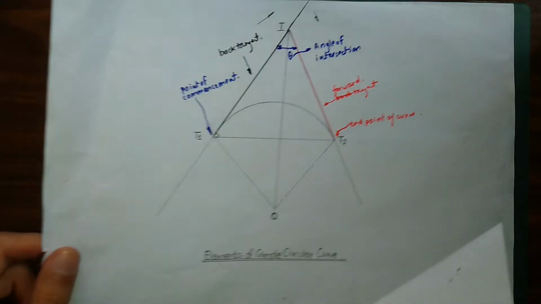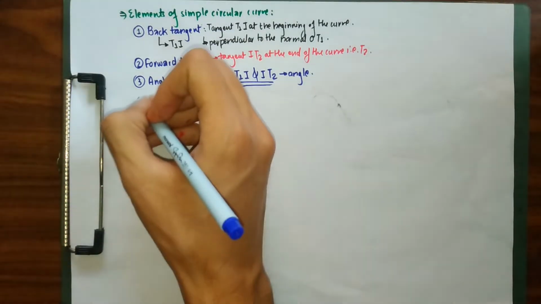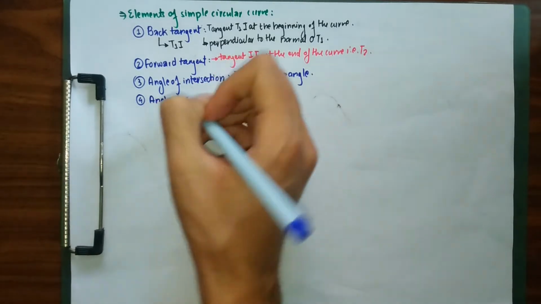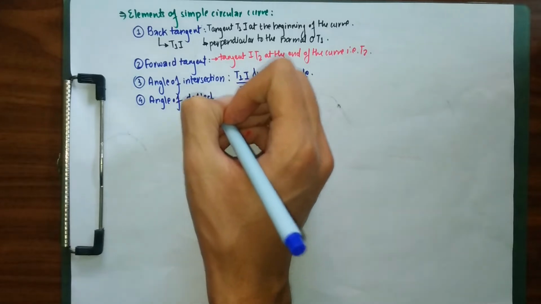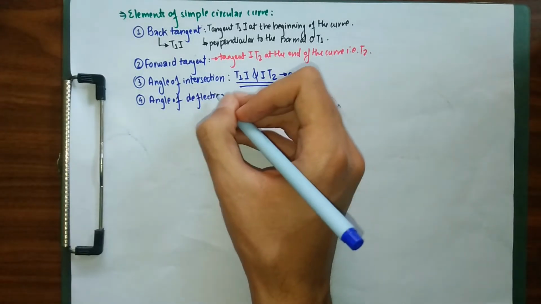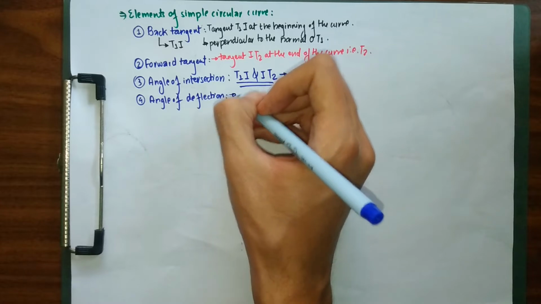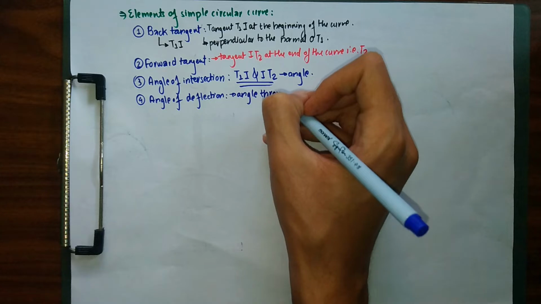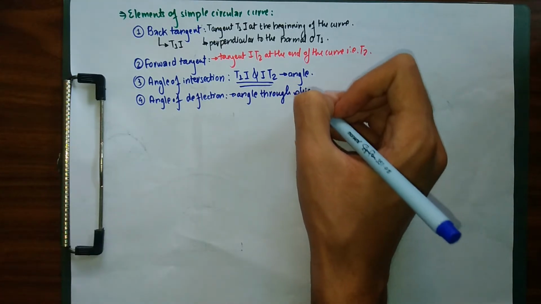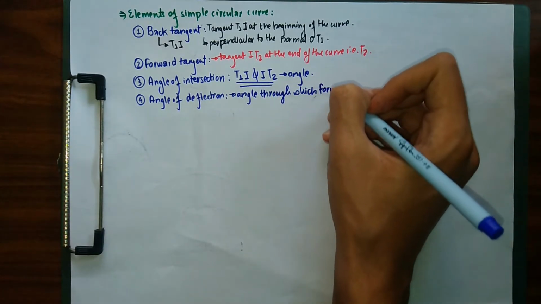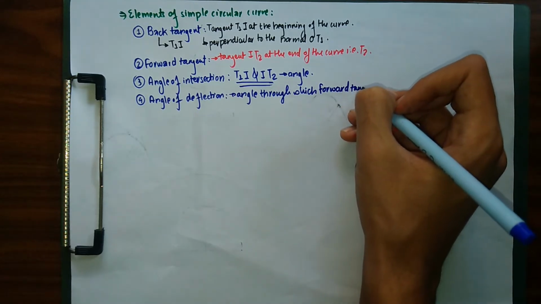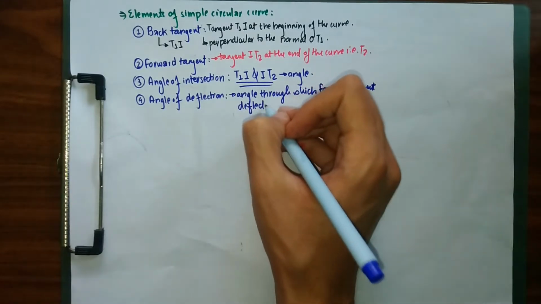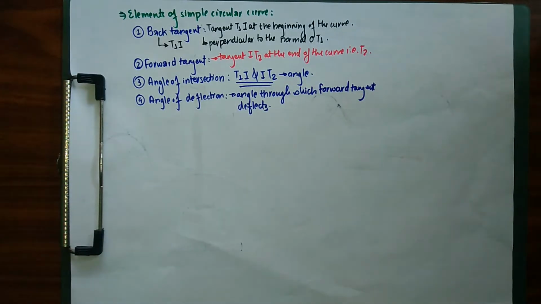So next, after angle of intersection, in number four we have our angle of deflection. The definition of our angle of deflection is simply the angle through which the forward tangent deflects. So let me give you a simple definition of what deflection means.